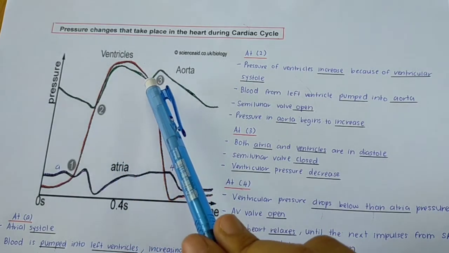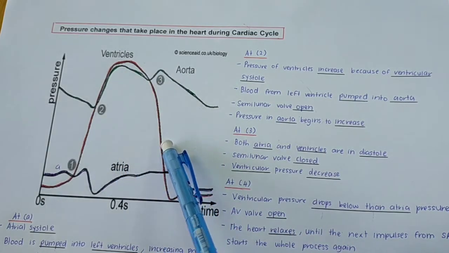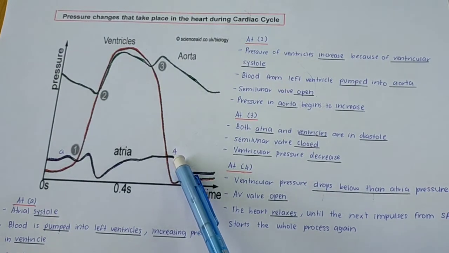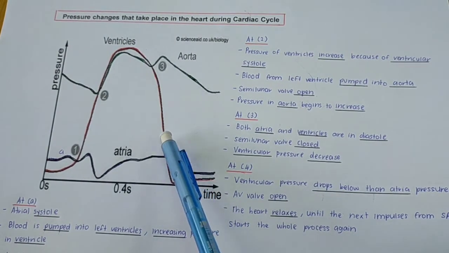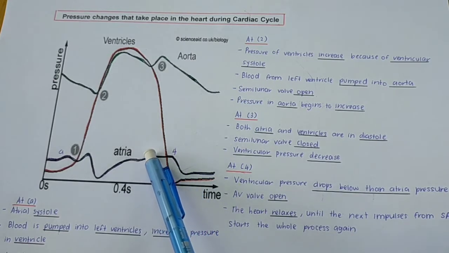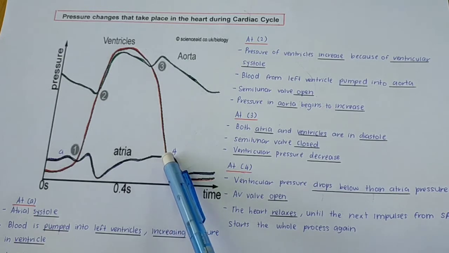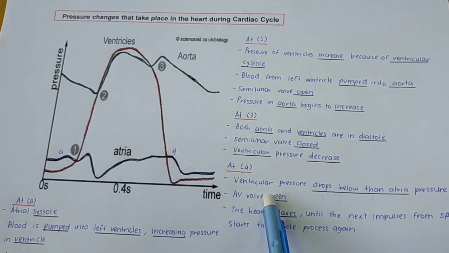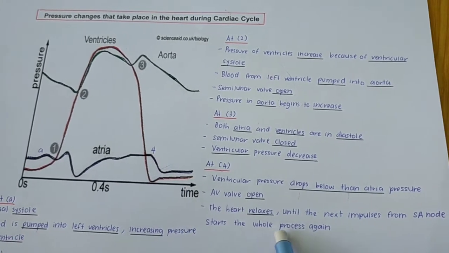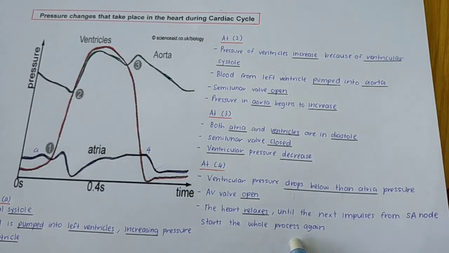And then the ventricular pressure decreases. Then at 4, ventricular pressure drops below the atria pressure. If we look here, the pressure of ventricle is lower than the pressure of atria. So what happened at this time? At 4, the AV valve opens. And then the heart relaxes until the next impulse from the SA node starts the whole process again.